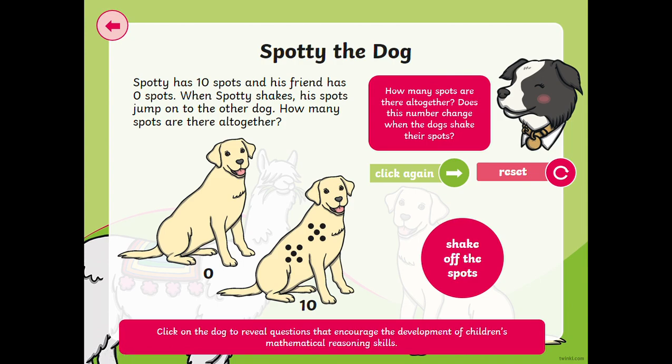Does the number change when the dogs shake their spots? No, it doesn't, does it? Because 10 add 0 equals 10. Well done. Okay, let's look at the next one.